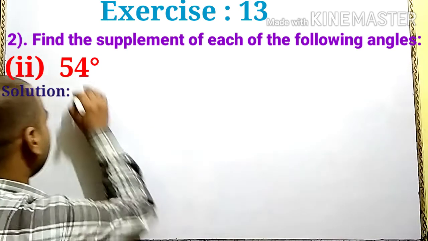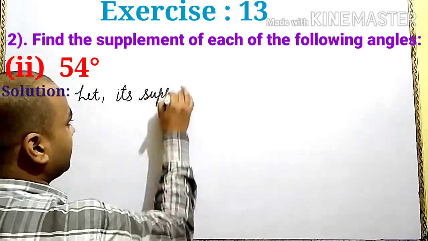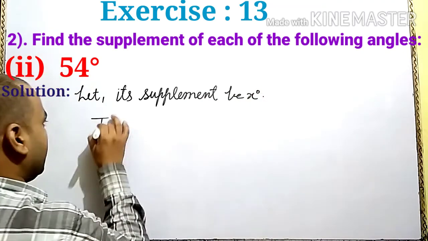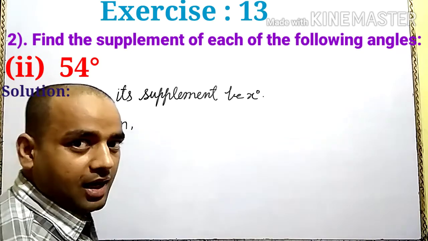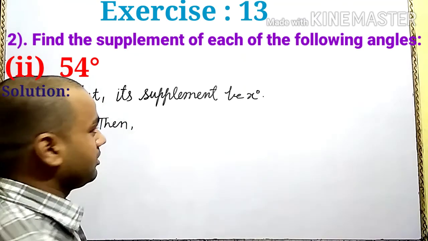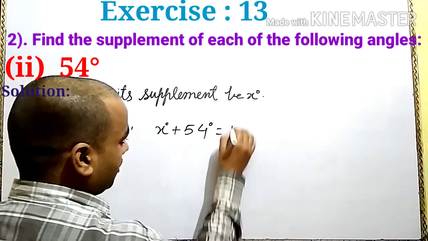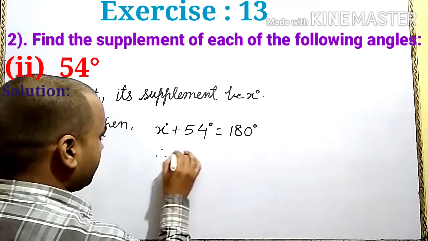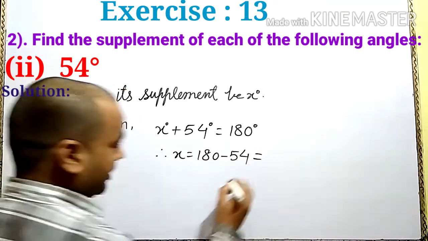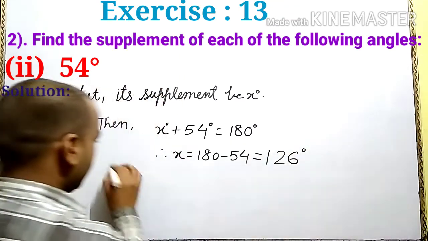First of all, let its supplement be x degree. Then we know that the sum of the measures of supplement angles is 180 degree, means x degree plus 54 degree is equal to 180 degree. Therefore x is equal to 180 minus 54. We get 126 degree.